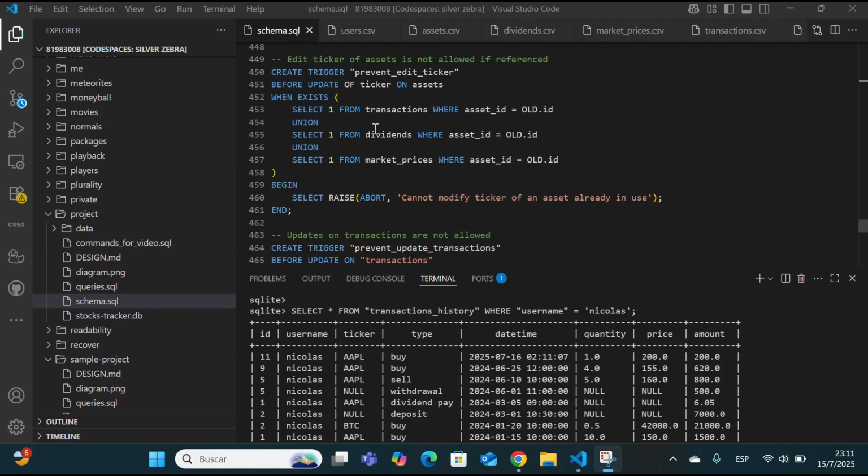On the schema, there are some important triggers which prevent users from modifying certain important and historical data.